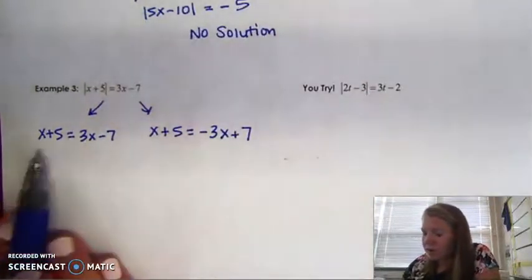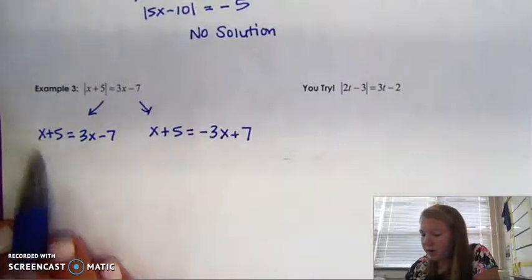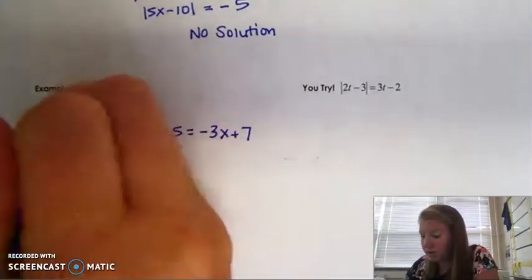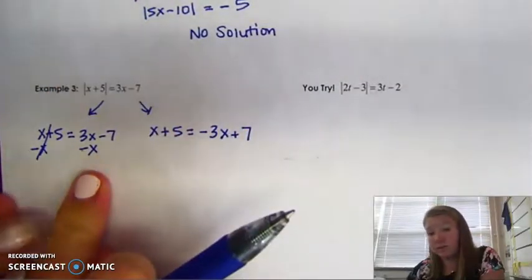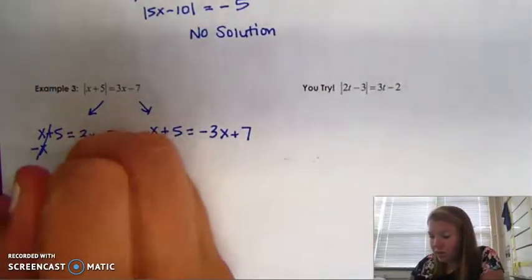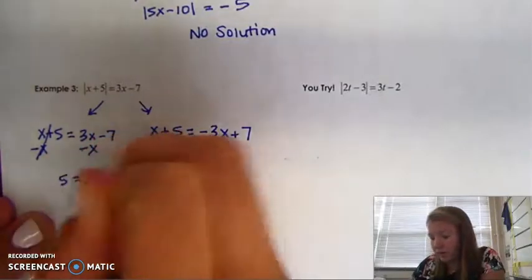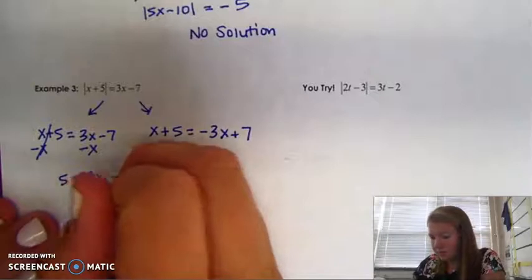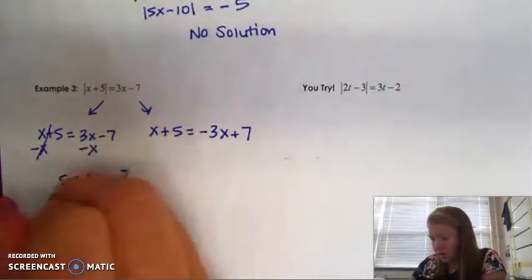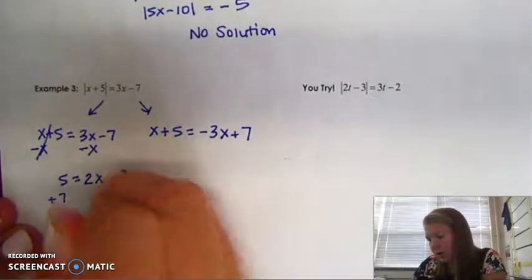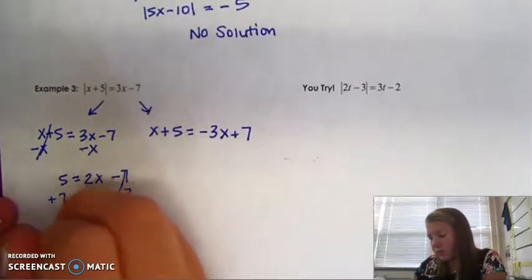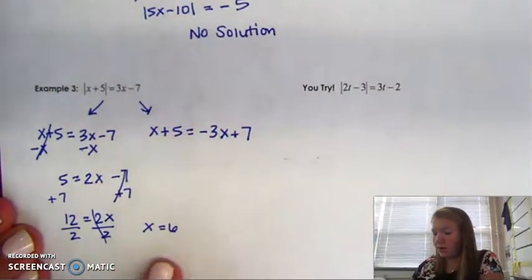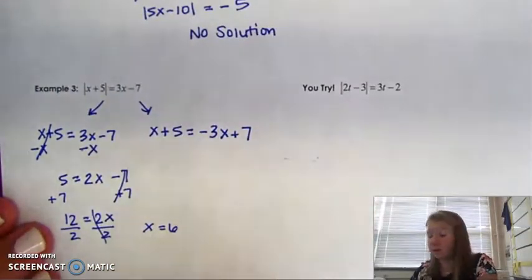Alright, so I'm going to solve both of these for x. So here I'm going to subtract 1x from both sides, so that I'm left with a positive number of x's. So 5 equals 2x minus 7. I'm going to add 7 to both sides. And I get 12 equals 2x, divide by 2, x equals 6. I'm not going to circle that yet because I need to check my answer.